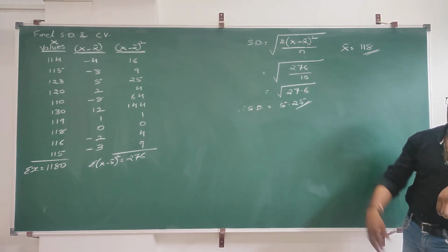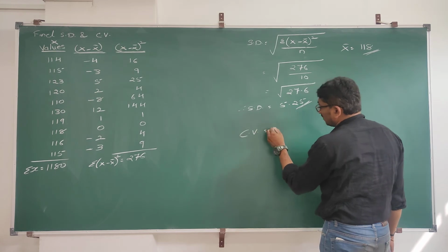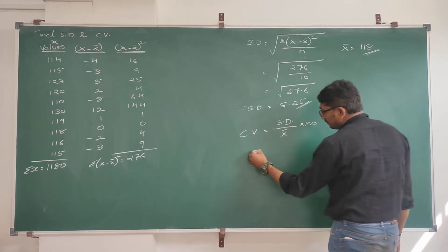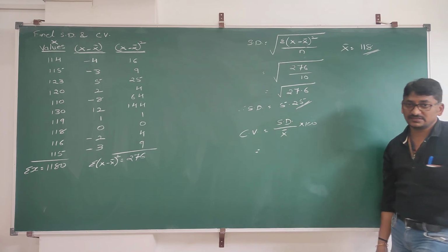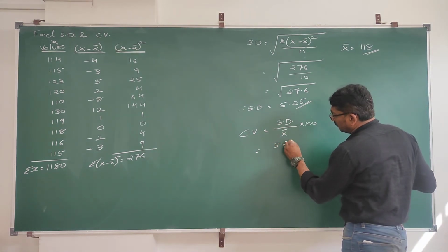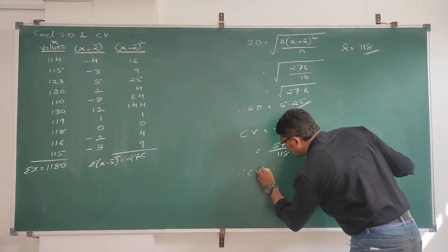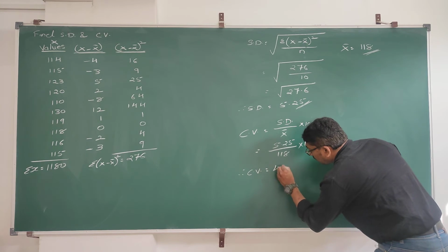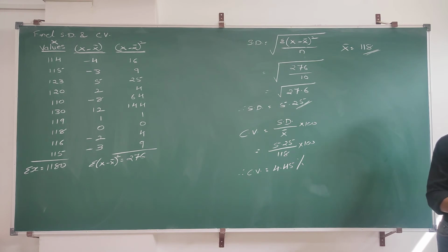But in this problem, you have to calculate CV also, that is coefficient of variation. So below that you write CV is equal to standard deviation divided by x bar into 100. You know the x bar value and you know the standard deviation. Substitute the values in this. CV is 5.25 divided by 118 into 100. Therefore, CV, that is coefficient of variation, is equal to 4.45%. Always CV is denoted in terms of percentage.